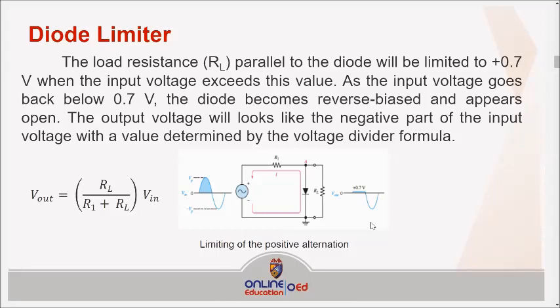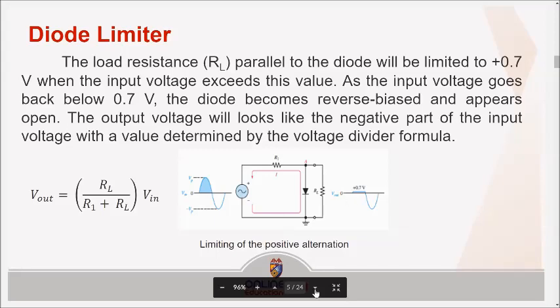Makikita niyo yung formula natin, yung voltage output is RL, yung load resistance, over yung resistance 1 natin plus RL, times yung voltage input. Kung for example, ang voltage input mo ay nasa 0.7, multiply mo siya para makuha yung voltage output. Yung voltage input multiply sa RL over R1 plus RL. Okay? Makikita natin yung output is negative lang. Kumbaga, na-clip yung 0.7 volts or na-limit yung positive alternation.